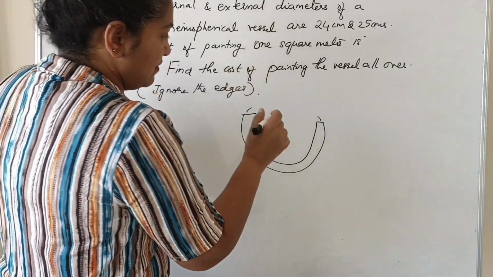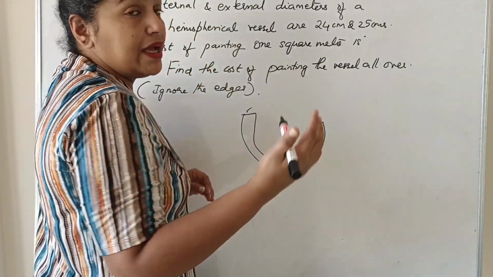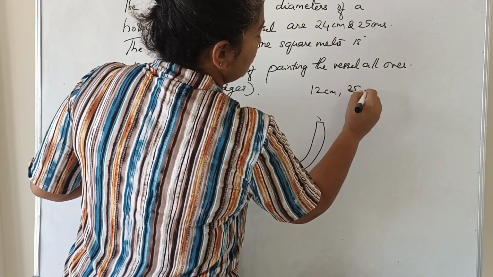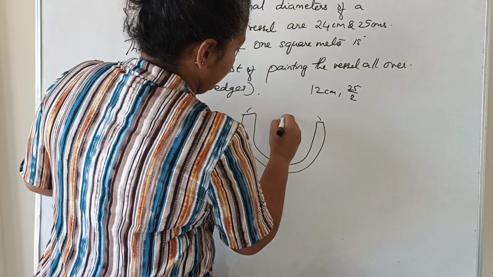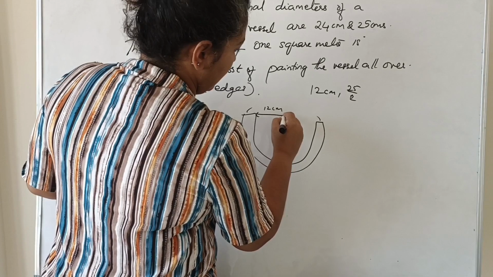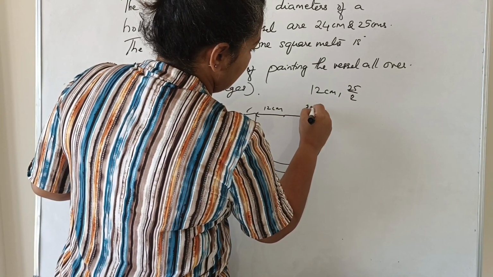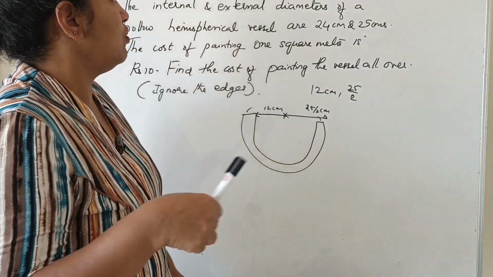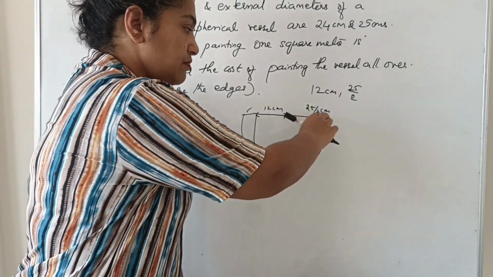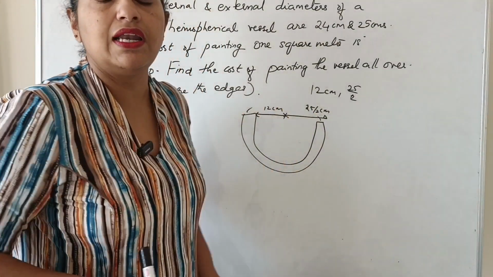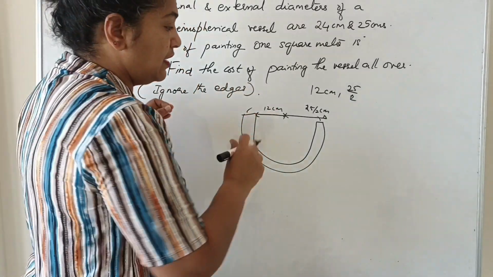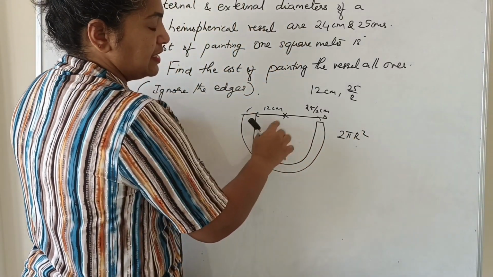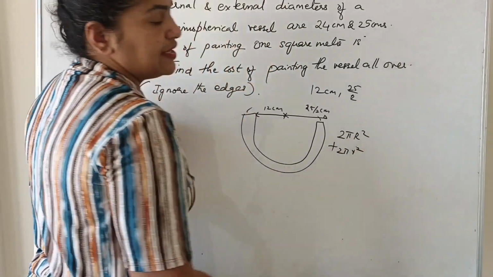Now internal and external diameters are given to you. So our internal and external radii will be 12 centimeters and 25 by 2, which is 12.5 centimeters. So this is 12 centimeters and this is 25 by 2 centimeters. Okay, now we need to find the cost of painting the entire thing. Now I told you that the total area is the external area plus the internal area. The external area, which is this area, is given by 2 pi R square, and the internal area is given by 2 pi into internal radius square.